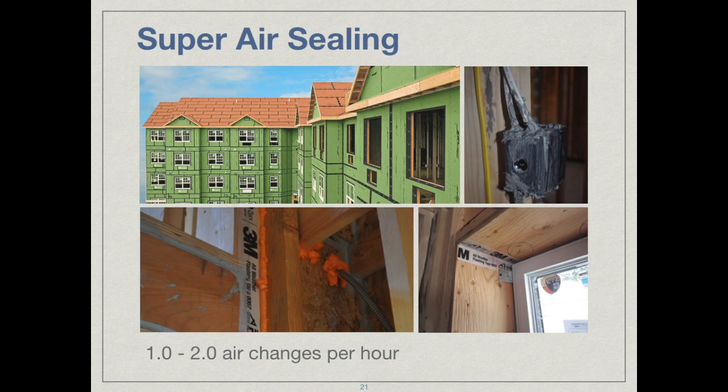We're really shooting for an air leakage rate of about 1 to 2 air changes per hour for a good zero energy home. You can certainly take it lower if you can do that cost effectively, but I think that what we're shooting for in this 1 to 2 air changes per hour is very doable.